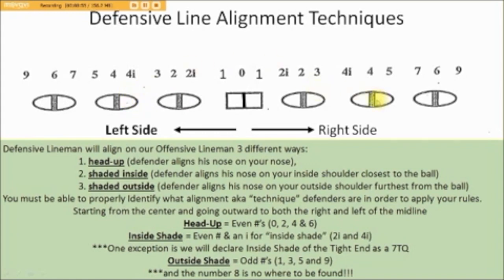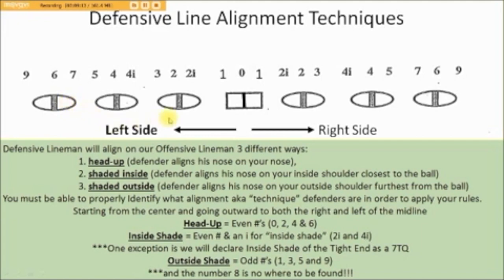Now the only thing that's a little weird is the tight end. We call that a 7 technique on his inside shoulder. We don't call it a 6I. It's just tight end's a little bit weird in that way. So you just kind of got to get used to it. The inside shoulder of a tight end is a 7 technique.